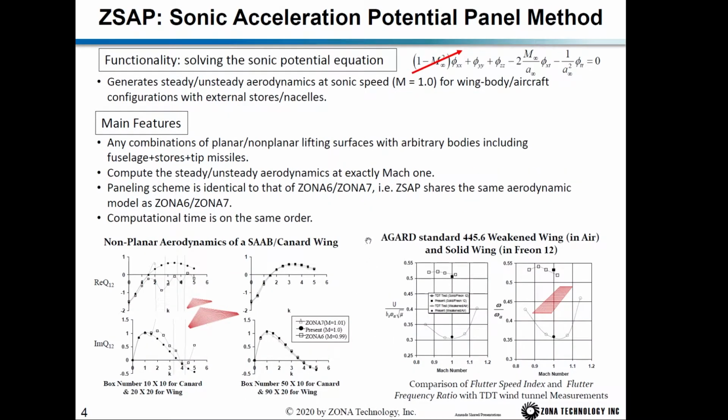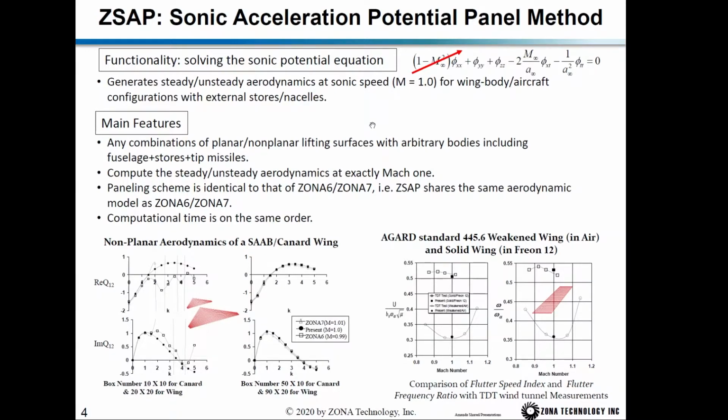ZSAP is for the sonic acceleration potential panel method. At sonic speed, because the Mach number is 1, this term drops off. So we solve this partial differential equation, and you have the kernel function of the integral equation of sonic flow, which is different from Zona 6 and Zona 7.